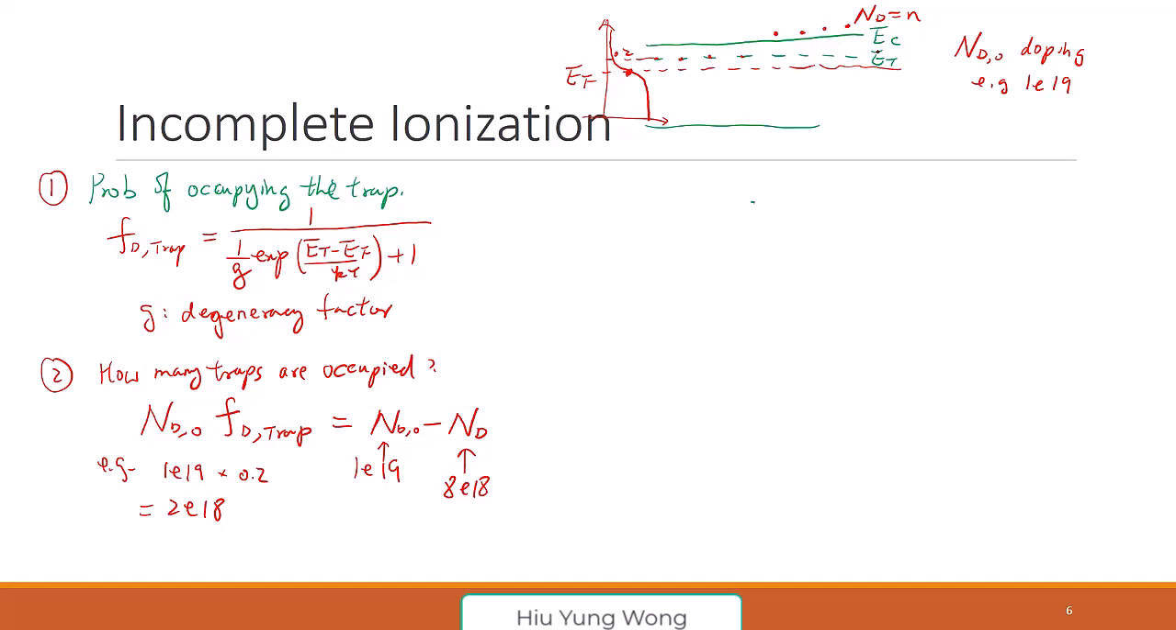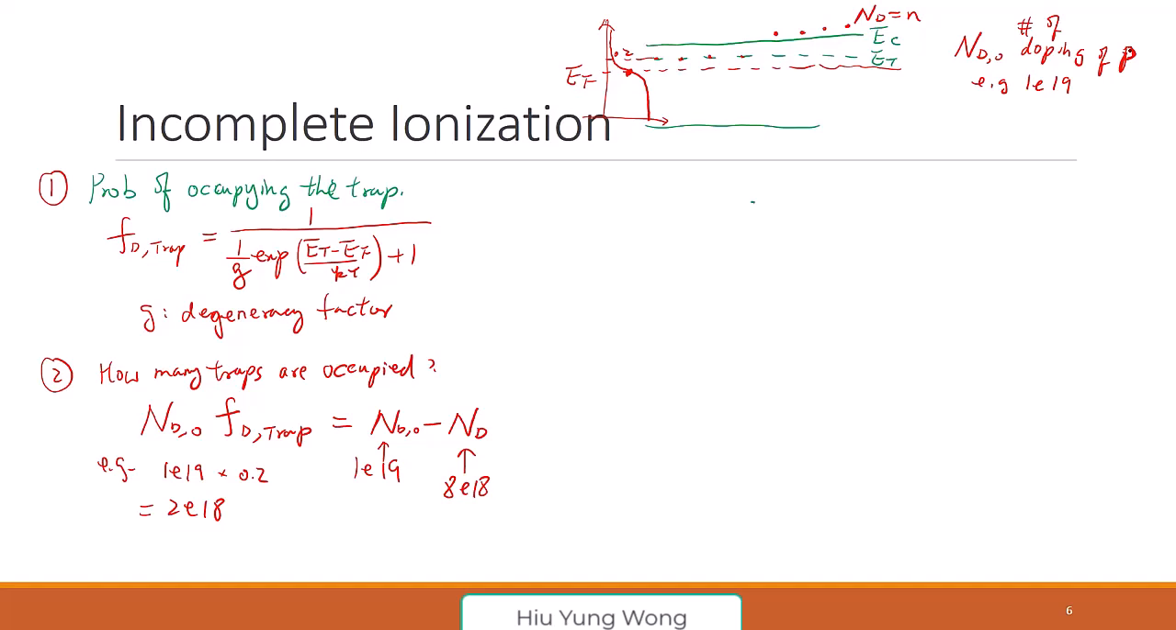Professor, can you please explain the ND0 part again? ND0 is the concentration of phosphorus doping. It is how much you put into the silicon. So it is given, or you need to deduce it. Let's say 1E19, for example. Do I answer your question?